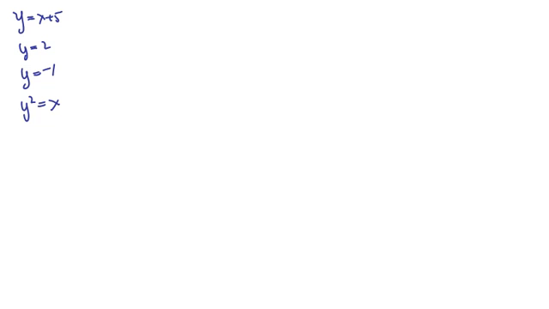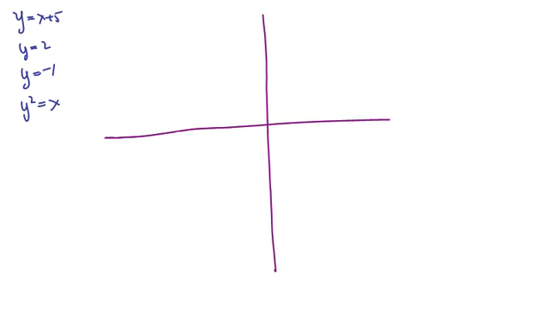So let's take a look at why we went through that last video. I'm going to graph this. I want to find the area that's bounded by all of these curves. So y equals x plus 5 is a straight line that goes through 5 and negative 5.